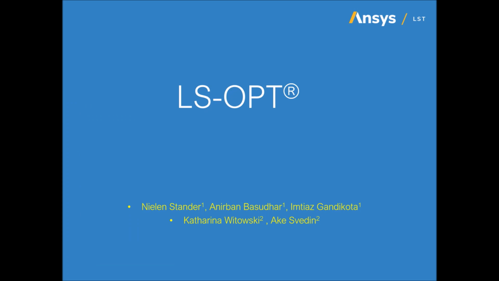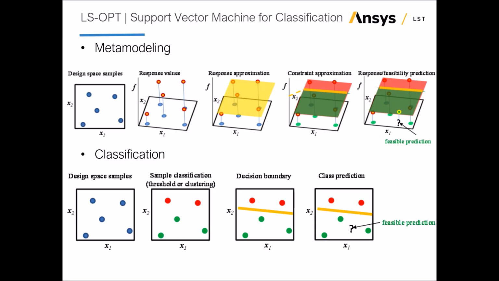LS-Opt is the product that sits around LS-DYNA and manages optimization, variability or robustness studies and parameter identification. I'll mention two features that have been added within the last couple of years. The first comes from the world of machine learning and has the rather off-putting name of Support Vector Machine. It sounds to me like the name was invented by a 6-year-old Star Wars fan.